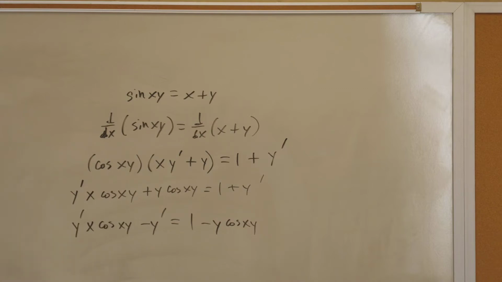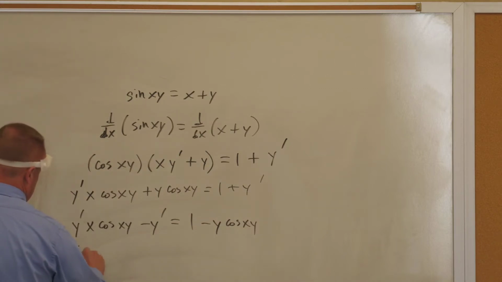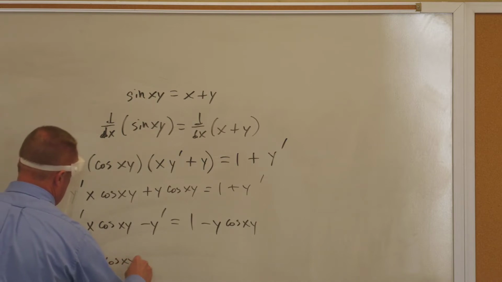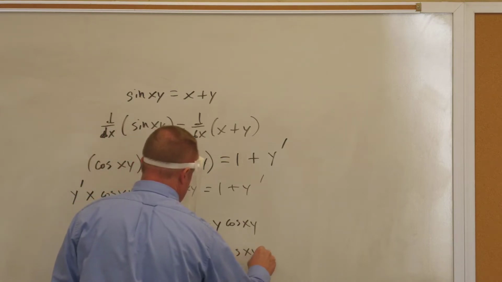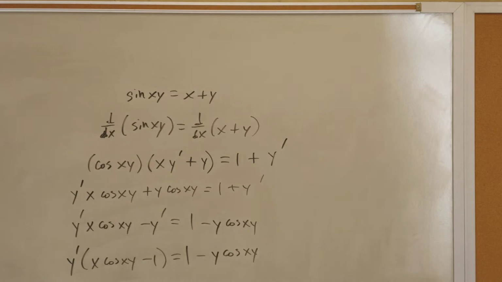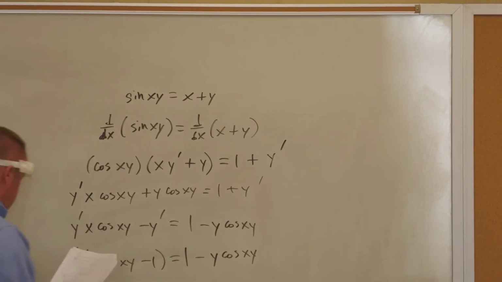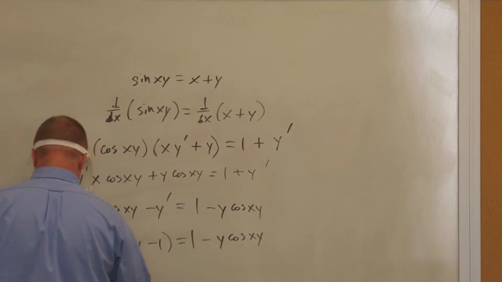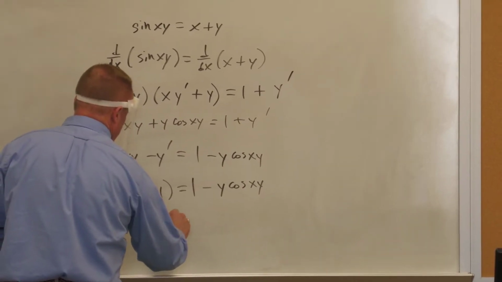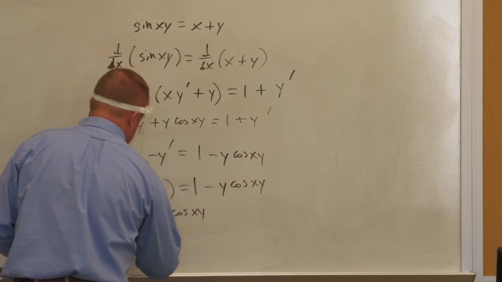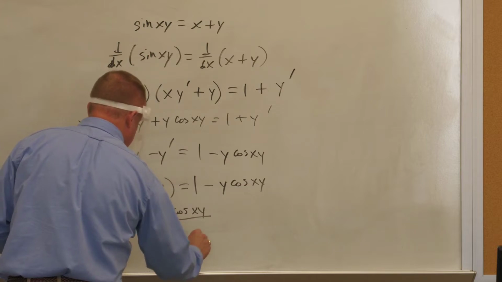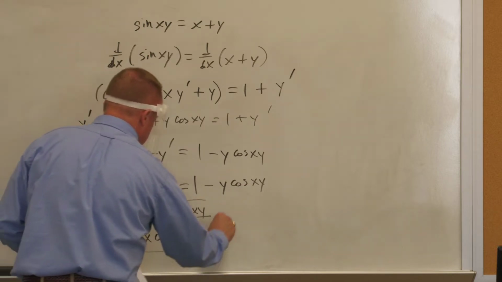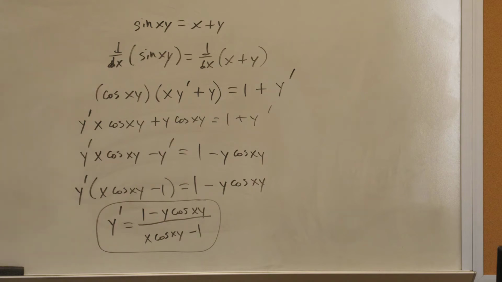Let's factor out a y prime on the left. Okay. Just divide now. You get y prime equals 1 minus y cosine xy over x cosine xy minus 1. There you go. All right, any questions about that one?